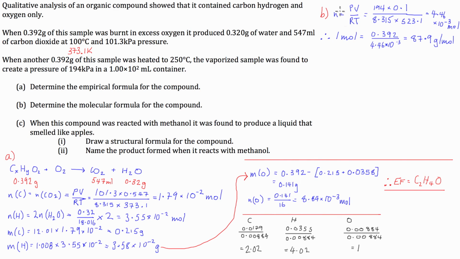And what we're going to do is say what the molecular weight of the empirical formula is. So 2 times 12.01 plus 4 times 1.008 plus 16 ends up being 44. So what we can then say is, well, 44 is exactly half of the molecular weight of the actual molecule that we've got.